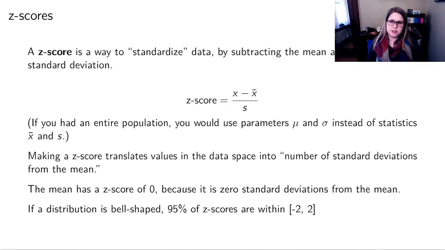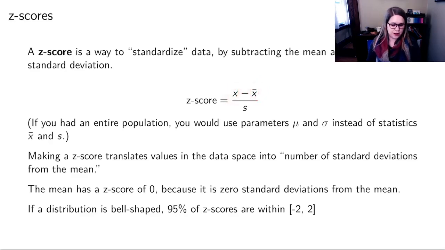There's also an idea of z-scores. A z-score is a way to standardize your data by subtracting off the mean and dividing by the standard deviation. If you had a population, again, you'd use mu and sigma instead of x bar and s. The process of making a z-score translates the values from your original data space into the number of standard deviations from the mean. So the mean has a z-score of 0 because the mean minus the mean is 0.